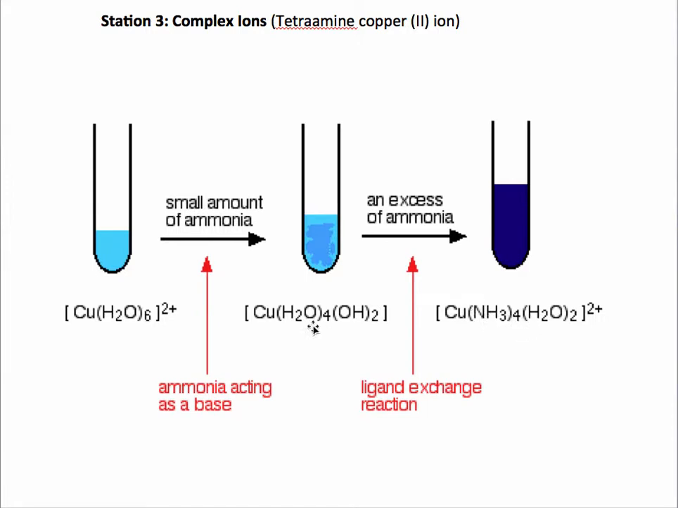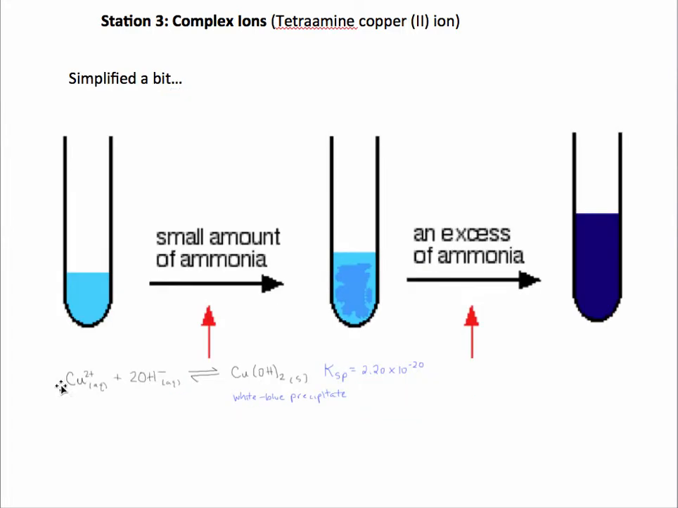copper(II) ion. So if we break it down to a simpler form, what we have going on is, first, when we add a small amount of ammonia, the copper(II) ions are essentially reacting and responding to the hydroxide ions that we're placing in solution and forming copper(II) hydroxide, which is a pale white-blue precipitate. It's not very soluble at all. Its Ksp value for copper(II) hydroxide is 2.2 times 10 to the minus 20th.